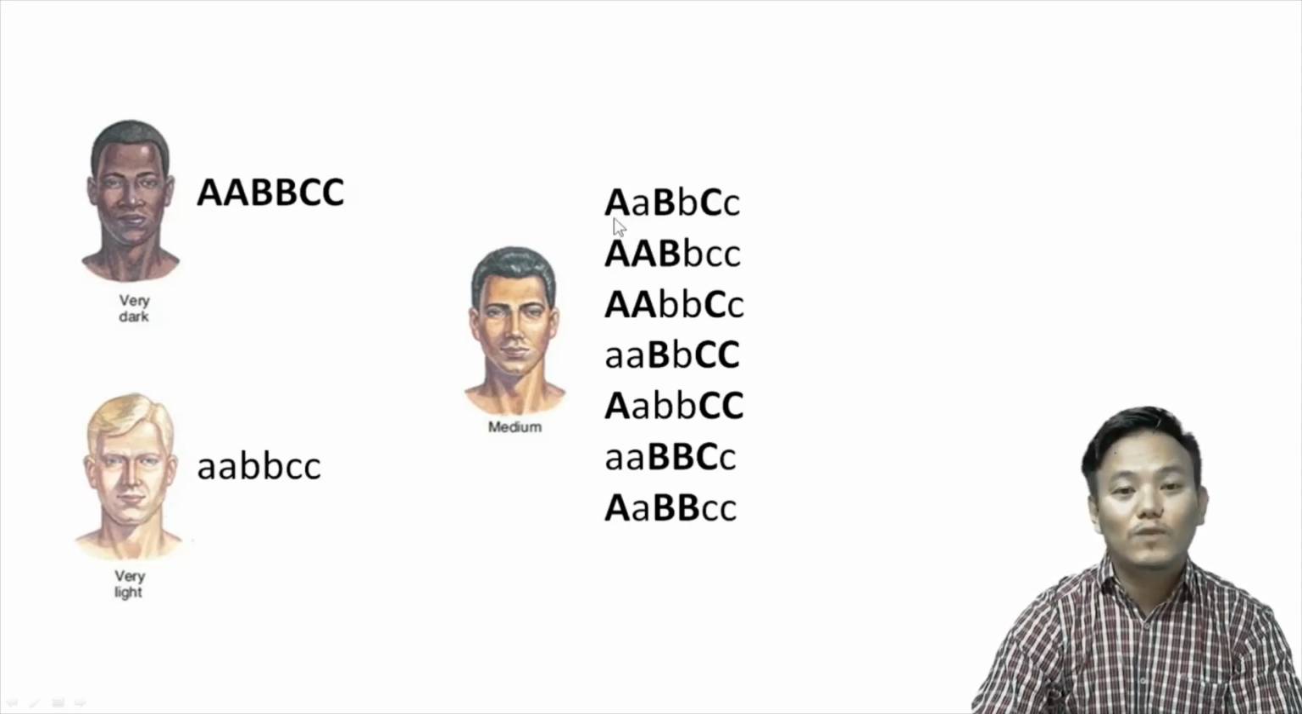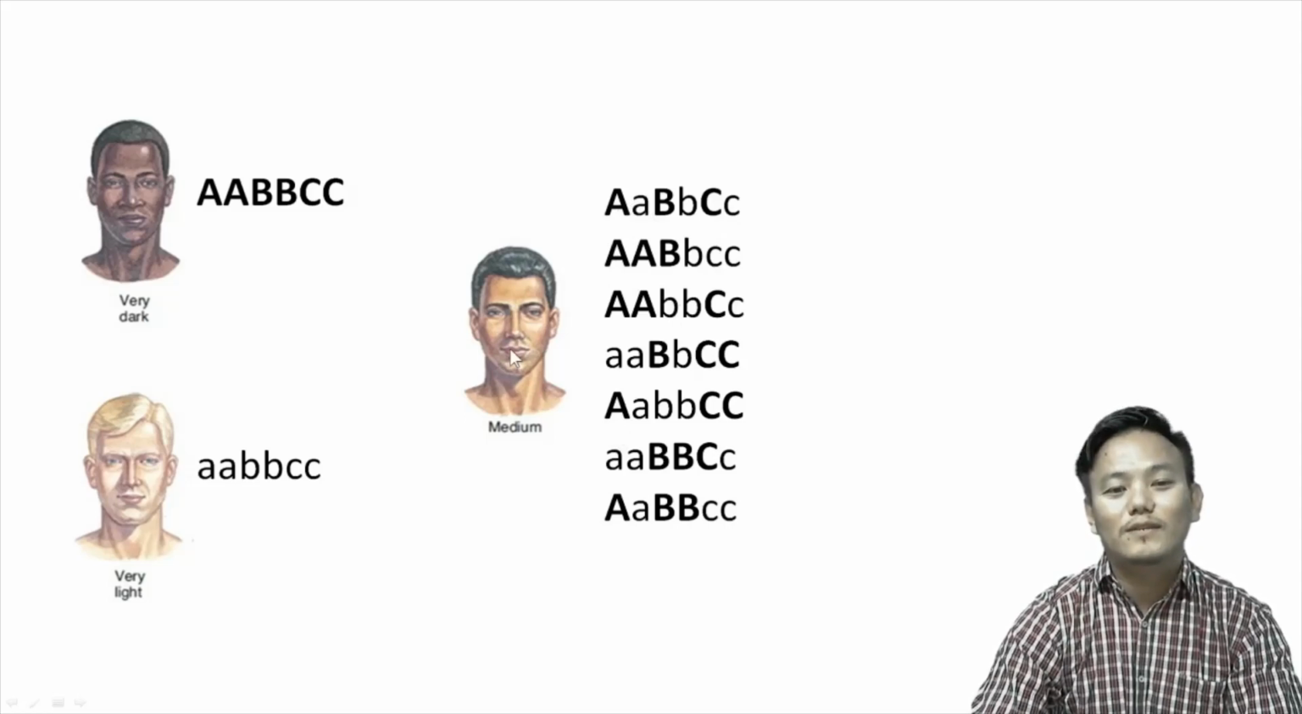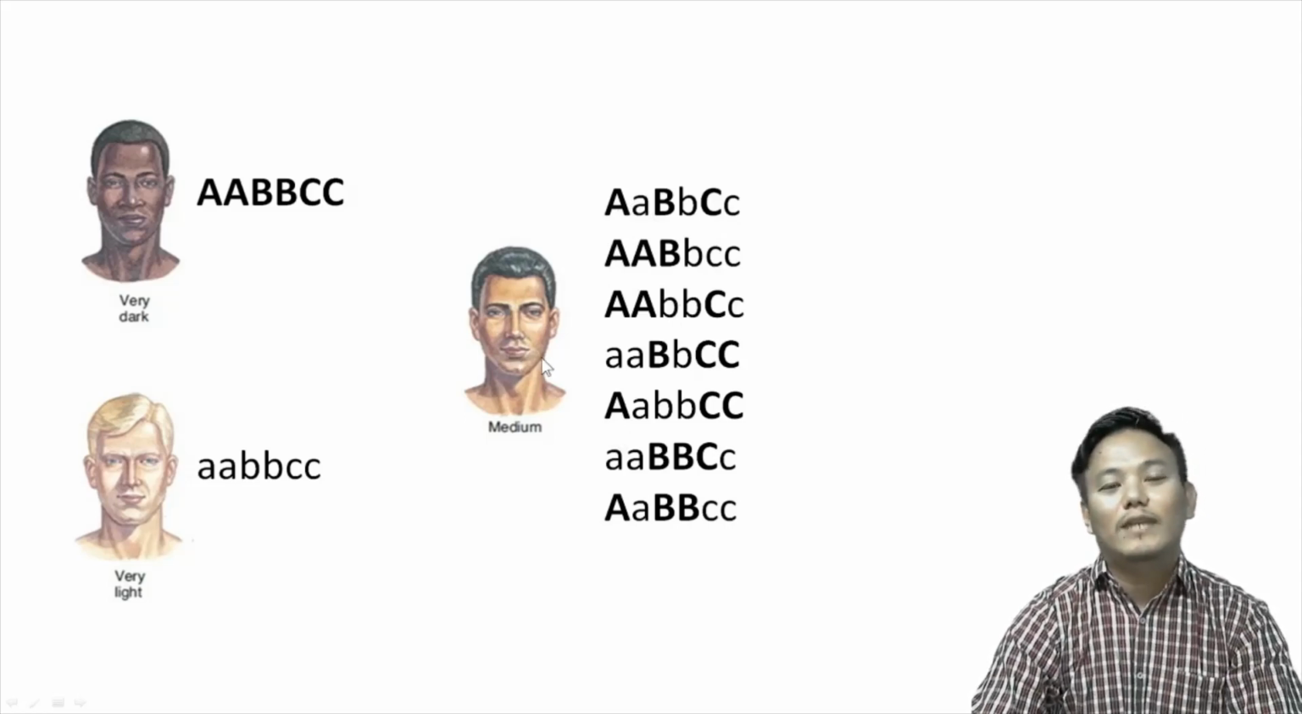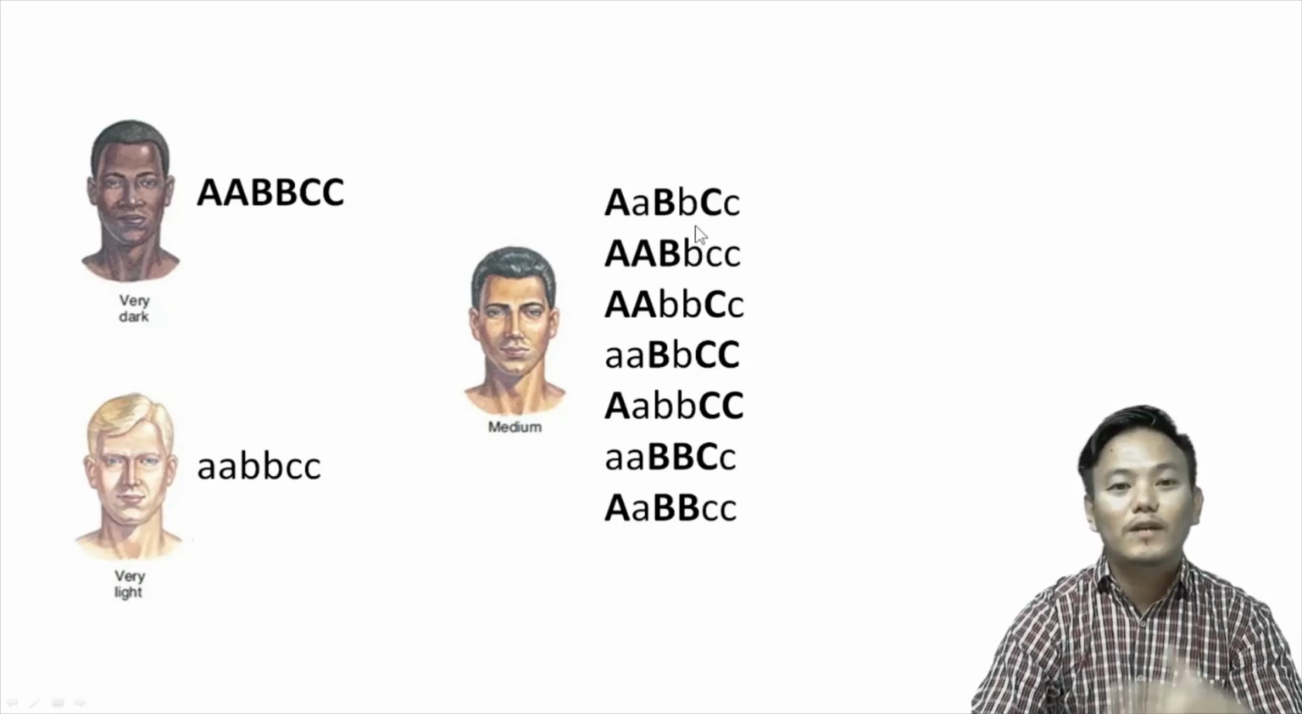If the person had 4 dominant alleles, his skin color would be a little bit darker than this one. If this person had only 2 dominant alleles in his genotype, then his skin color would be a little bit lighter than this particular skin coloration. So that's what polygenic inheritance suggests. It is quantitative in nature. It is additive in nature. The phenotypic effect of the alleles is additive in nature. The number of dominant alleles determines the skin shade.